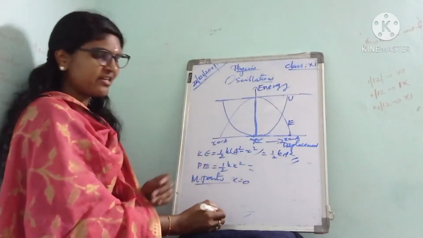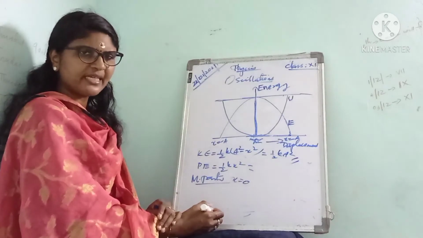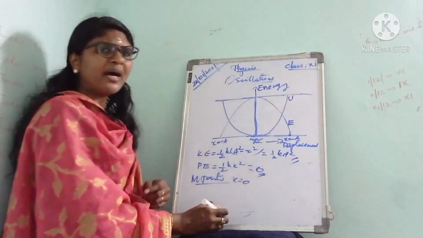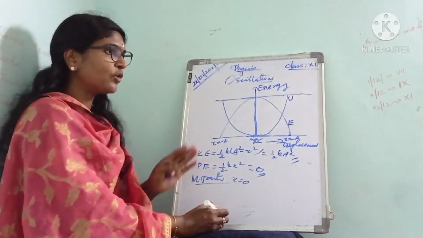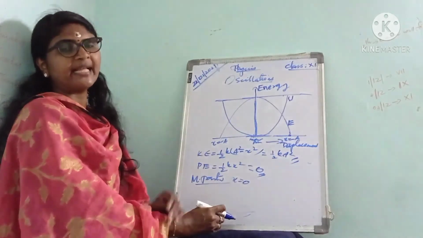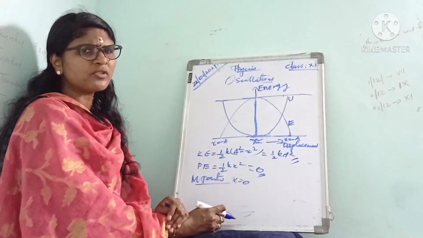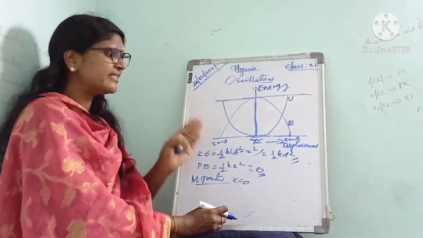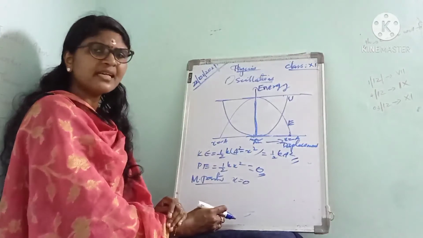Then what about the potential energy? Instead of x we have to substitute 0, so it is 0. So at the mean position, the oscillating or vibrating particle possesses only kinetic energy. The energy possessed by a particle that executes simple harmonic motion at the mean position is completely kinetic energy. Here the potential energy is 0.